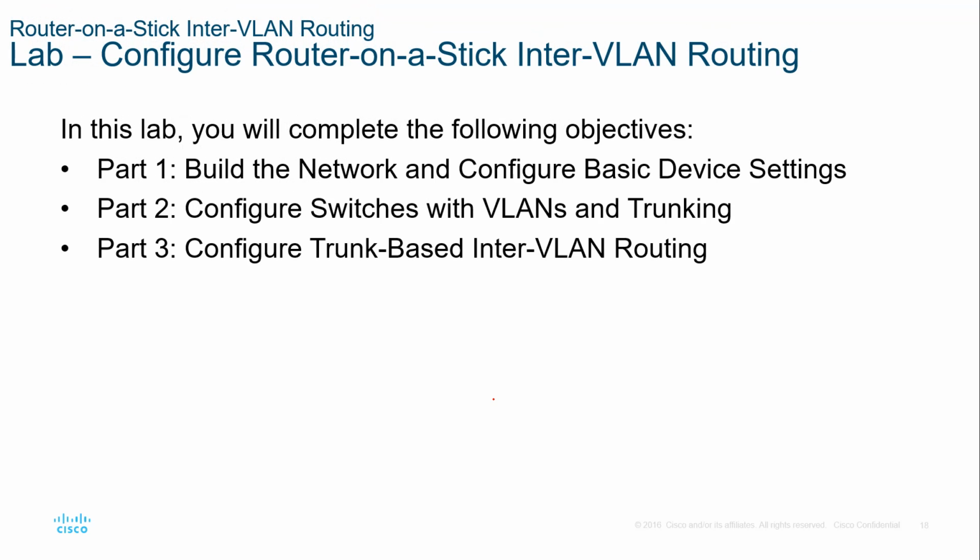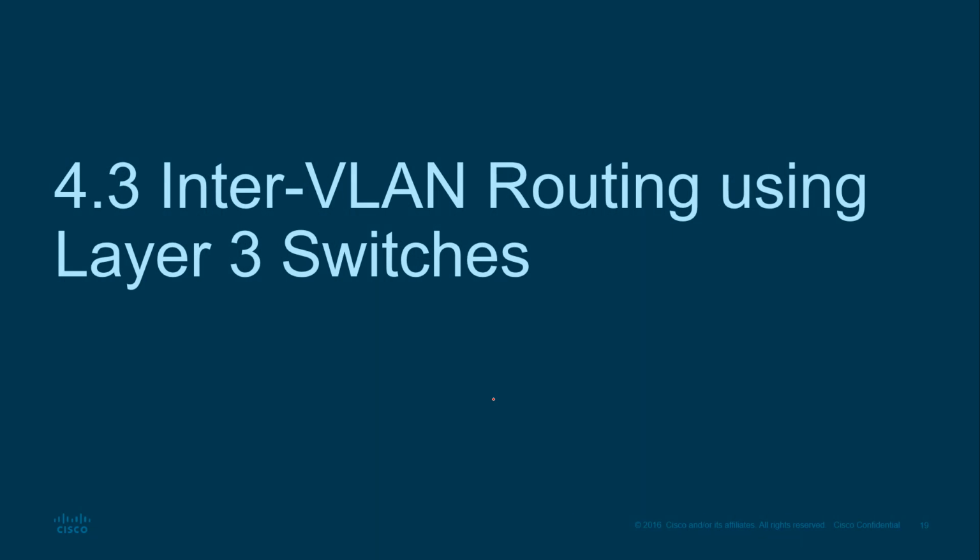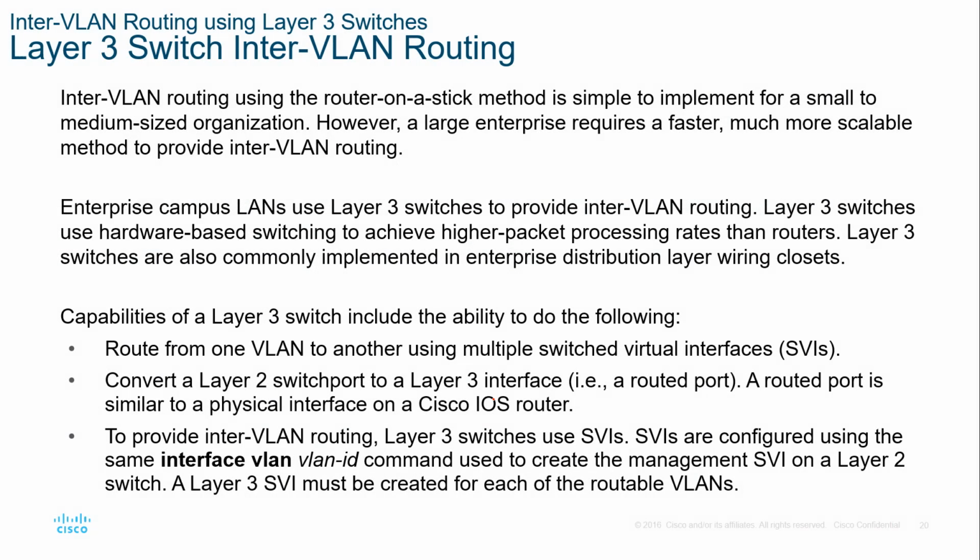We'll do another one, building the network, setting up the switches and trunks, and then configuring the appropriate protocols. So moving on, how do we do this on a layer 3 switch? Again, enterprise campuses and large networks use layer 3 switches. We can do this using switch virtual interfaces, SVIs, and essentially we do the same thing, except instead of having to go to a layer 3 router, we can add it to the switch and configure the SVIs.